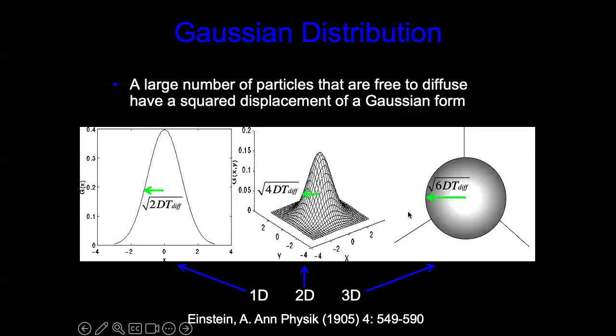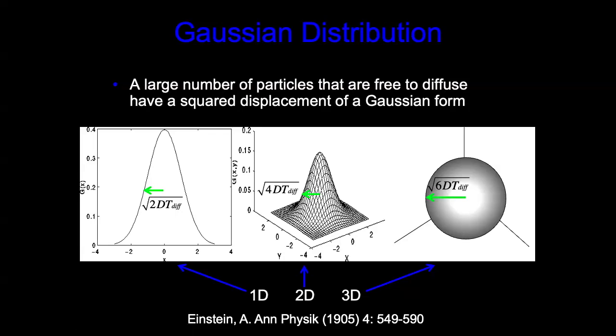So if we have a large number of particles that are free to diffuse, then this has a squared displacement of the Gaussian form. So in one dimension, what that means is if we have a large amount of particles that we start at a zero position, and we allow them to diffuse for some time, then it will give us this Gaussian form, this like bell shape. And it is related to the diffusion coefficient, and then the amount of time that we allow. So the more time that we have, the bigger that will be. If the diffusion coefficient is higher, the bigger that will be.